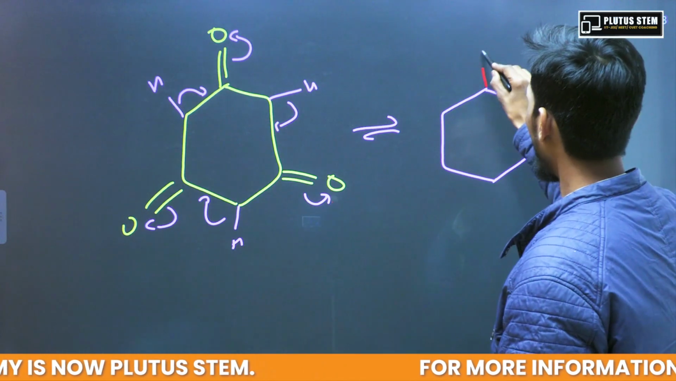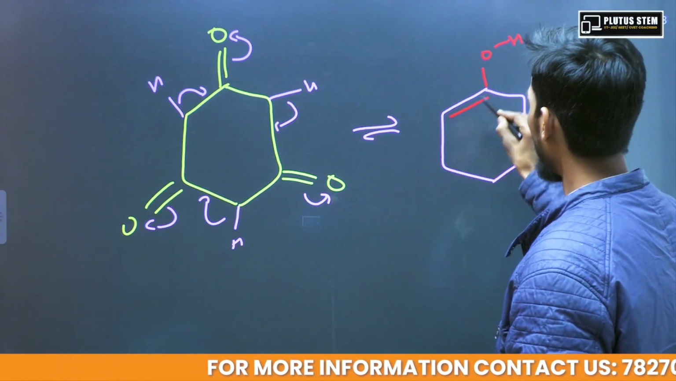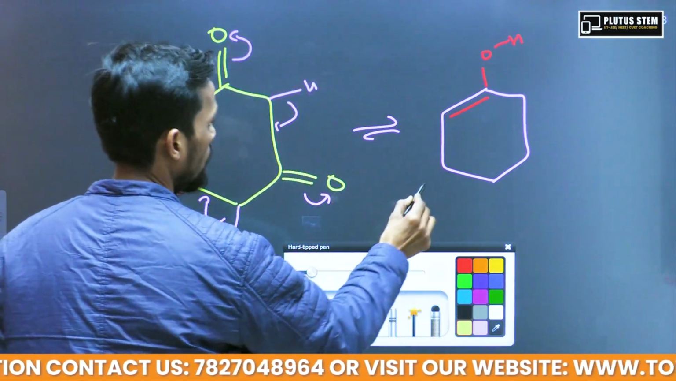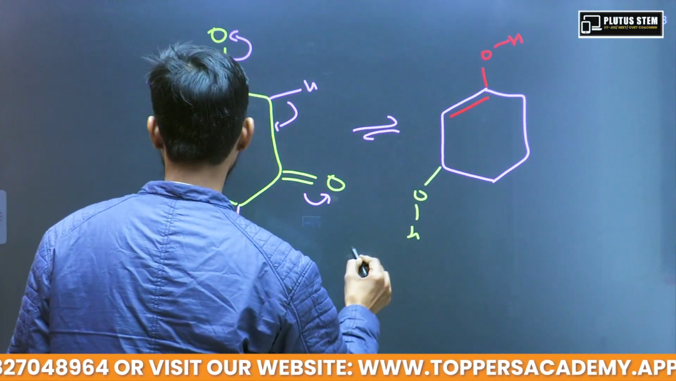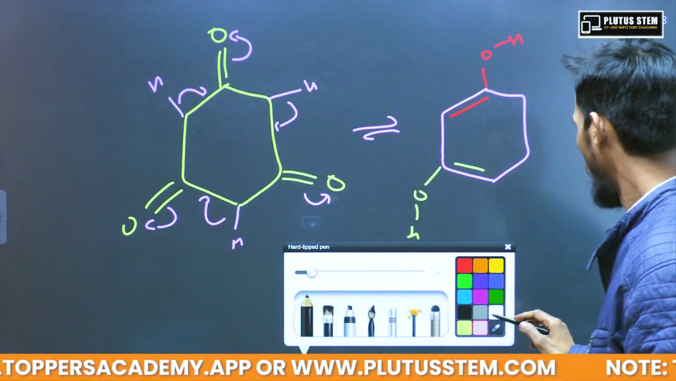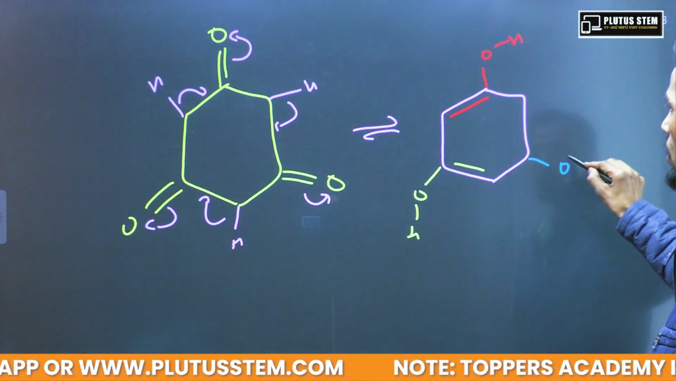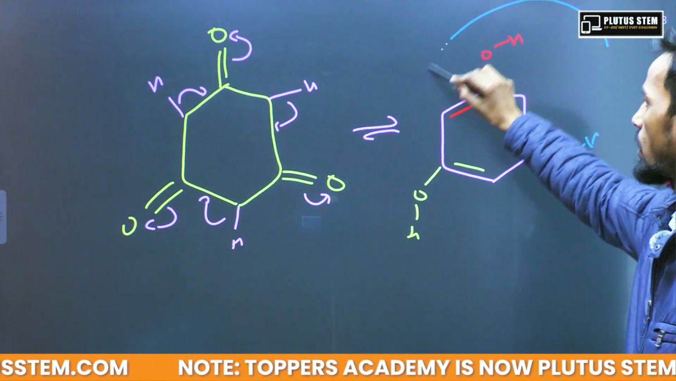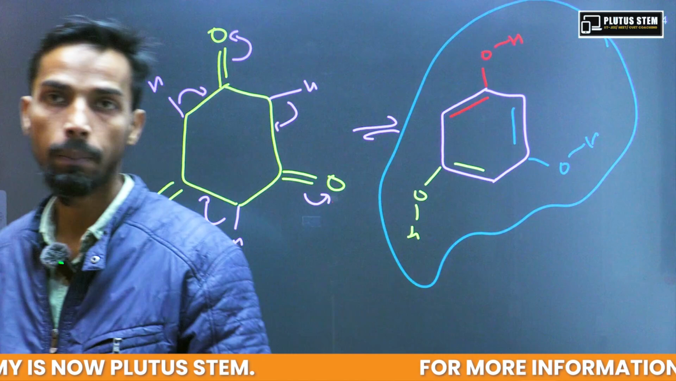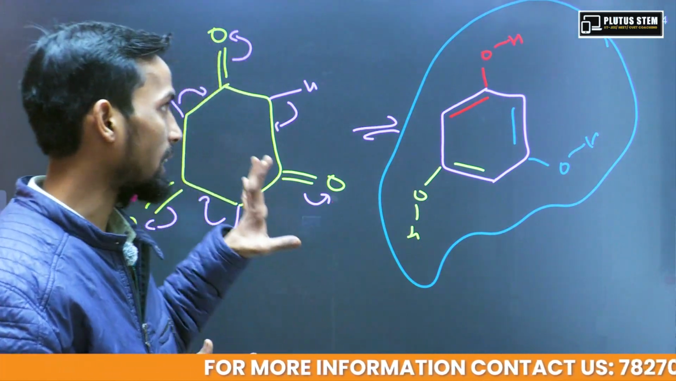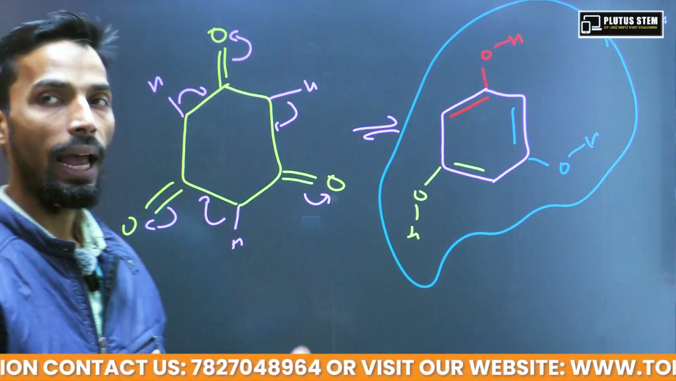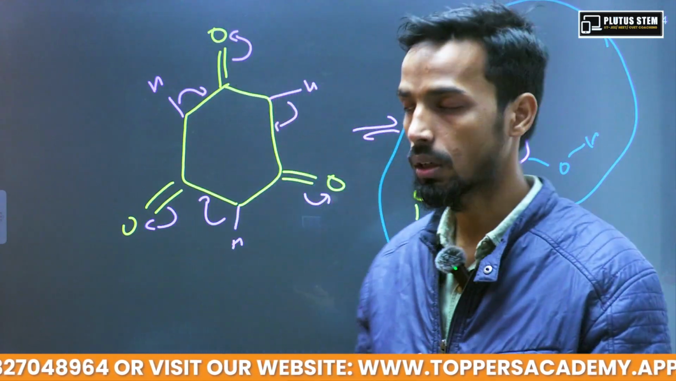Now again, first one will be OH, double bond here. Second one will give rise to OH, double bond at this side, and third one will give rise to OH and double bond at this side. So we can see again our resonance compound or aromatic compound. If we are getting this type of compound, then we are going to see this phenomenon with a higher yield. So that's all for this resonance.